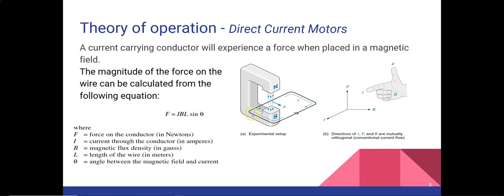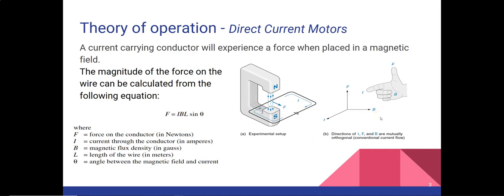Once the current starts flowing into this conductor wire, then due to the effect of the magnetic field created by this magnet, you can see these are the magnetic lines of force. Due to this effect, what will happen? A force will be produced on this conducting wire. So this is based upon the principle of Lorentz law.